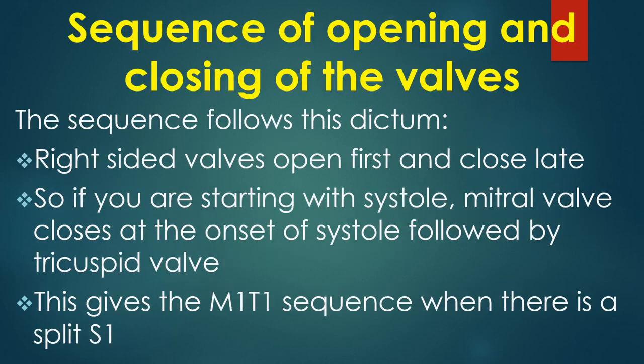Sequence of opening and closing of the valves follow this dictum. Right-sided valves open first and close late. So, if we are starting with systole, mitral valve closes at the onset of systole followed by tricuspid valve. This gives the M1T1 sequence when there is a split first heart sound.